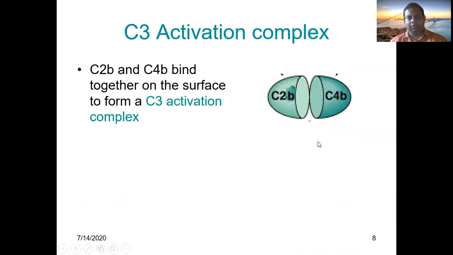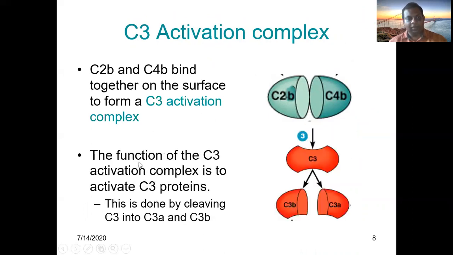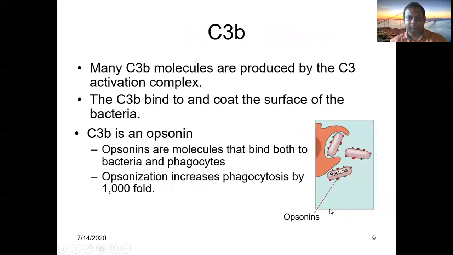It's a bridging site between the classical and alternative pathways. Then it goes to the final common pathway. C2B and C4B bind together on the surface to form the C3 activation complex. The function of the C3 activation complex is to activate C3 proteins to form C3B and C3A. C3B is a good opsonizer. An opsonizer is a molecule that binds both to bacteria and phagocytes, so it enhances phagocytosis, a process termed opsonization. It increases phagocytosis by 1000 fold.